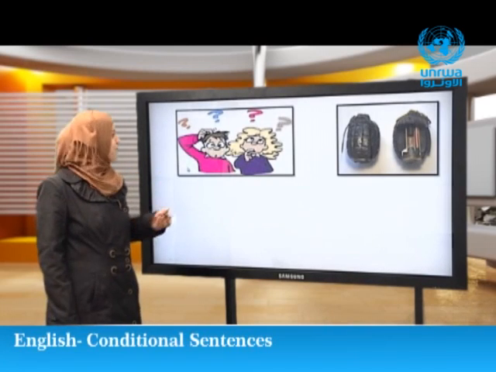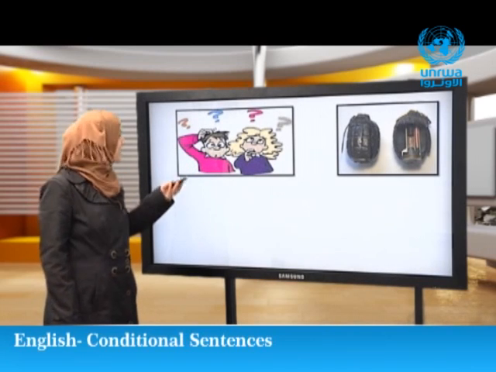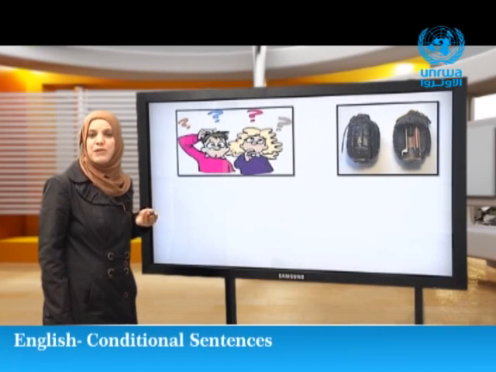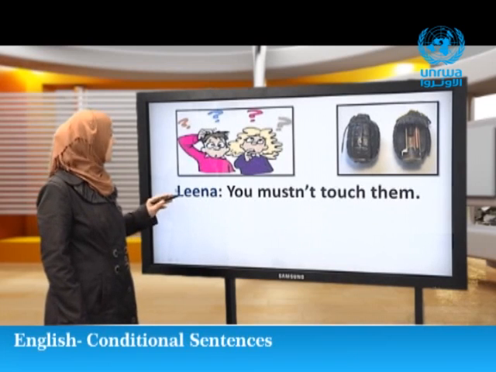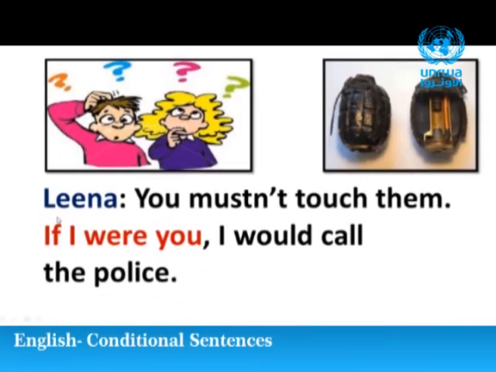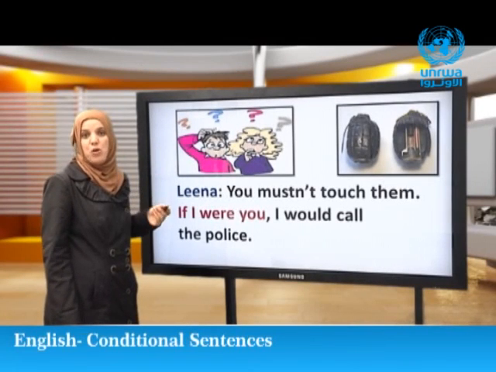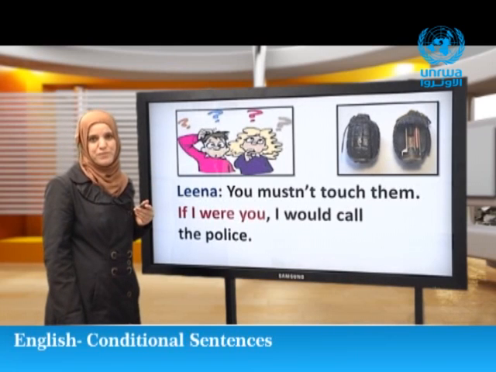Now look at this. Sammy and Lena were going home from school. Sammy saw some strange objects and he wanted to take them home. Now Lena says, you mustn't touch them. If I were you, I would call the police. If I were you. Is she Sammy? Can she ever be Sammy? No, she's Lena. And she's saying that to advise her brother.